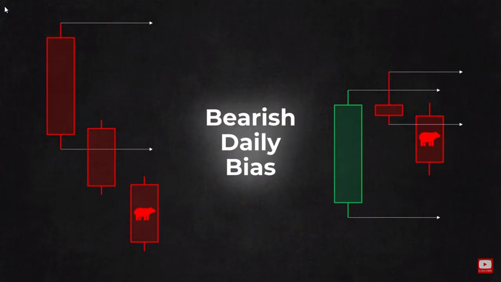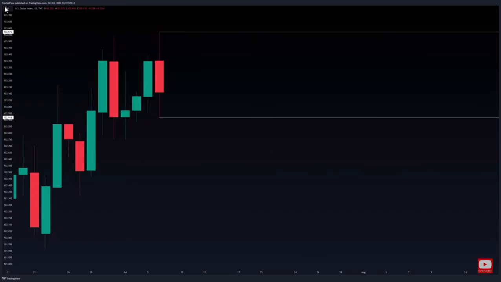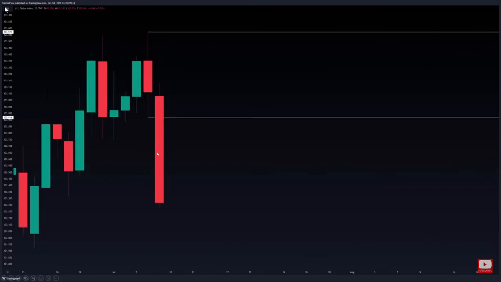This concept, like many others, is better understood in practice. So let's take the daily chart of the dollar index to see how this works. Let's say we begin with this current candle. The first step is to mark out the high and low. Moving on to the next candle, we can see that it broke and closed below the previous day's low. So we have a bearish bias for the next day.